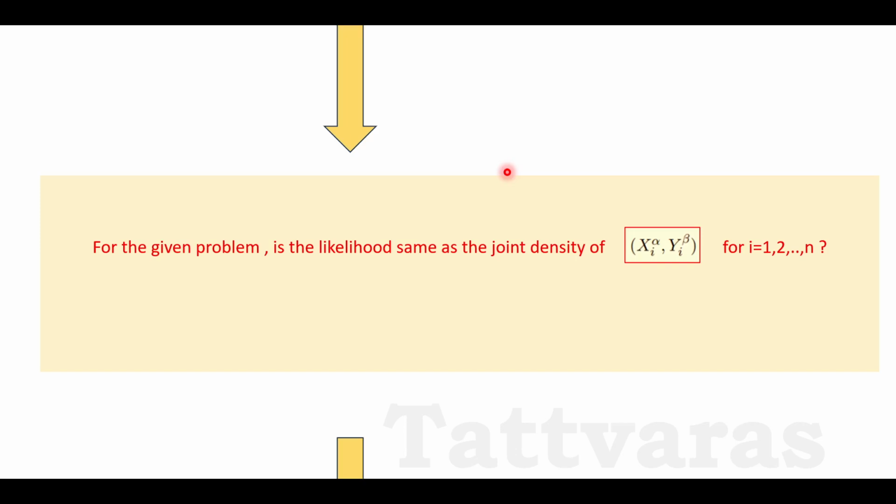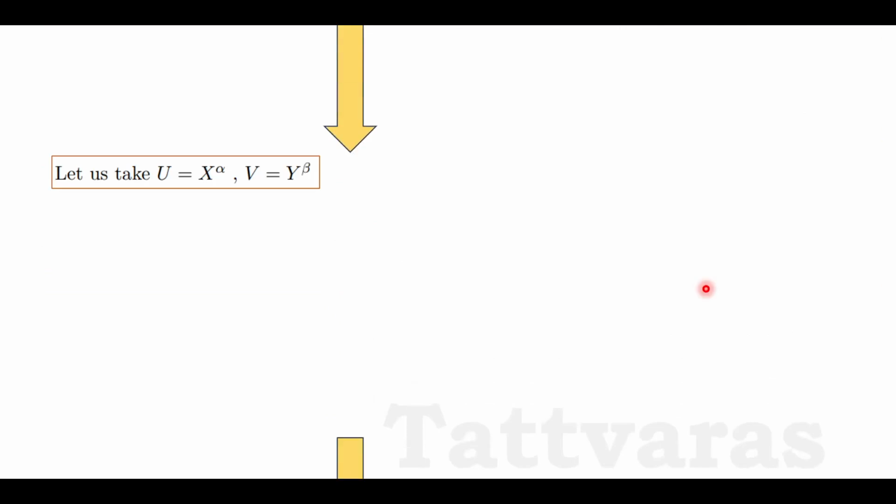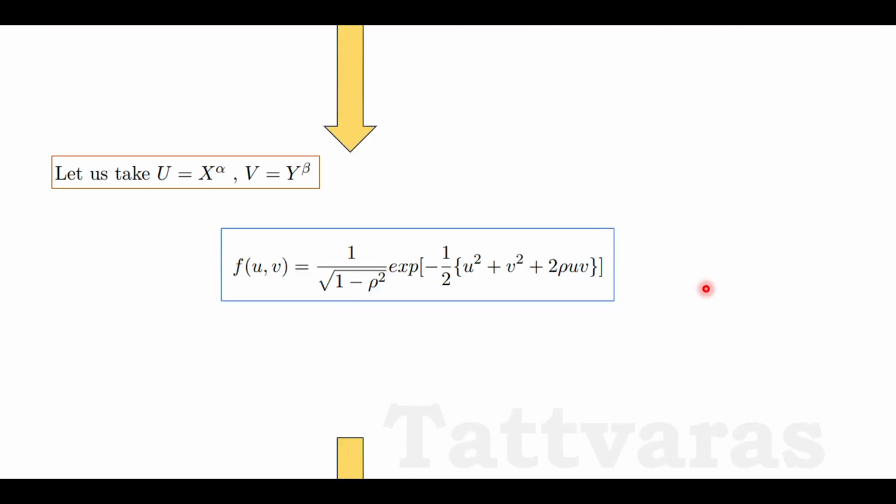Clear? So for this particular problem, is the joint PDF of this giving you the likelihood function? No, right? Why? Because these variables are not observable. Your alpha and beta are not known, and you cannot actually observe this because alpha and beta are themselves parameters. But what you can observe is only xi and yi. So we need the joint density of xi, yi to actually find the likelihood function because we can only observe xi, yi. So let us use the transformation to find out the joint density of x and y.